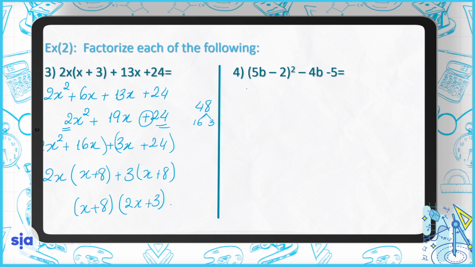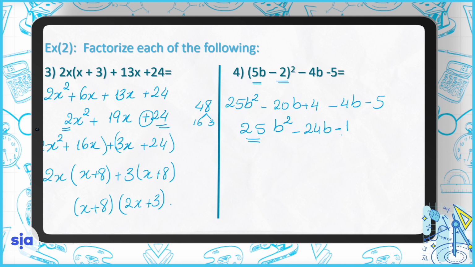How to expand 5b minus 2 all squared? The first one times itself is 25b squared. Leave a space. The second one times itself is plus 4. And then in the middle it's 2 times first times second. So 2 times 5b is 10b, times negative 2 is negative 20b, minus 4b minus 5. If you collect all these together, it's 25b squared minus 24b minus 1.